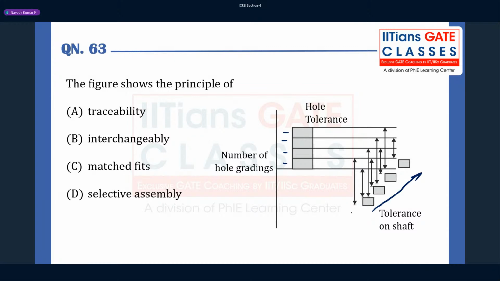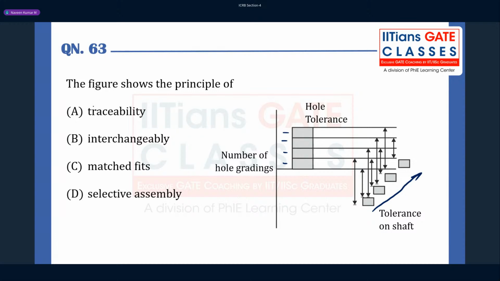Maximum hole size minus the minimum shaft size is the upper deviation. Minimum hole size minus the maximum shaft size will be the lower deviation. We'll discuss all these things. So everything has been given here properly. Now they're asking what principle this diagram is explaining. So let's go option by option and discuss and see what is the right option.